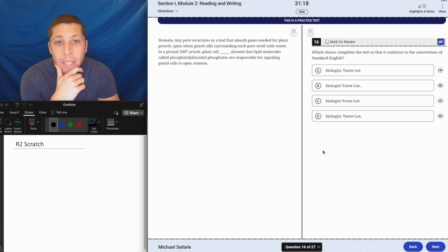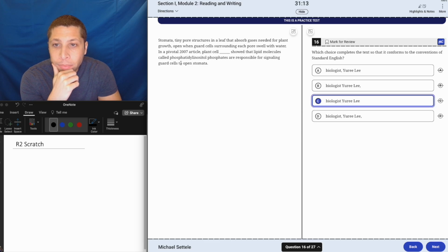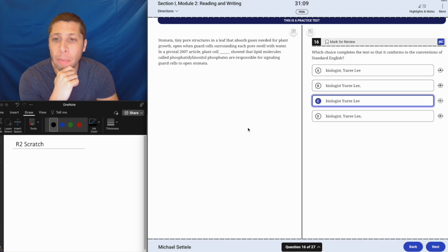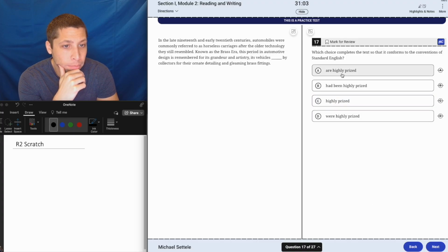I recognize that name, but either way, it's in a positive and it's almost certainly this answer, but let's take a look. In a pivotal 2007 article, plant cell biologist Yuri Lee showed that lipid molecules called whatever. Okay, yeah, good enough. Yep, no commas. Ooh, this is an interesting one. Probably this is either a to and ing, but without the to and the ing, or this is a past, present, future. So let's see.